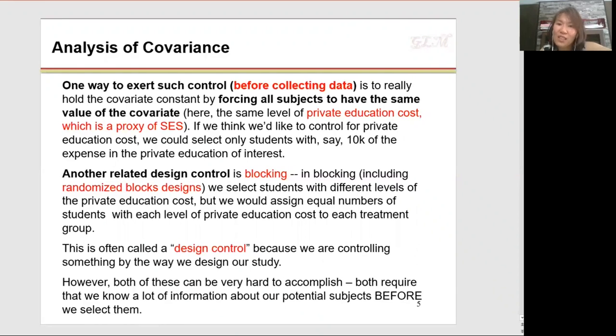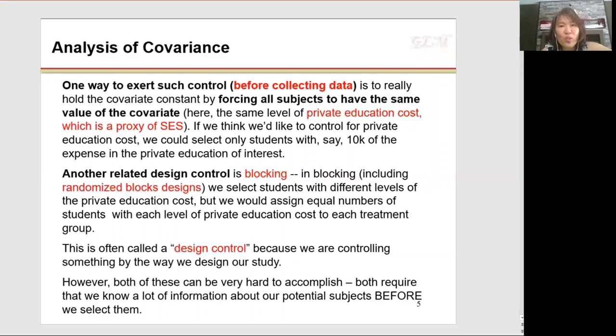If we'd like to control for private education cost, we could select only students with, say, 10K of expense in private education. We can selectively collect a specific class of people. It all depends on your research question. If your research question is only focused on the target population of 10K income people, then you would do it, right? But you do not generalize your study result to the entire population, because you collect data only at the income level of 10K. So you need to justify your approach based on what you plan to do.